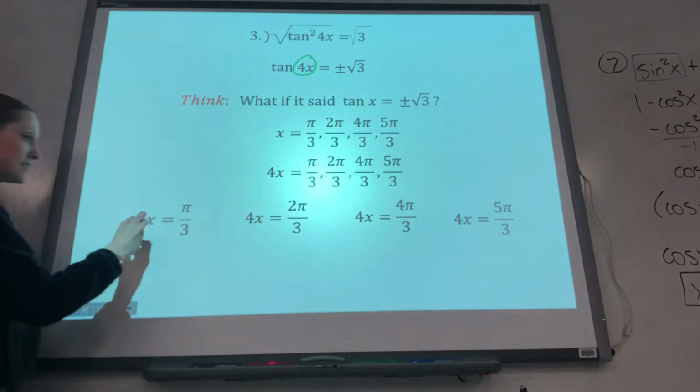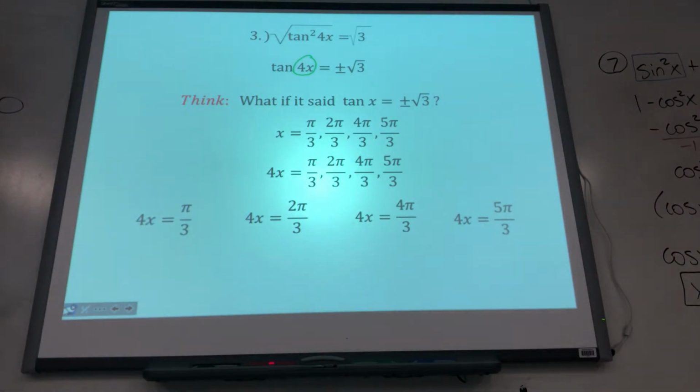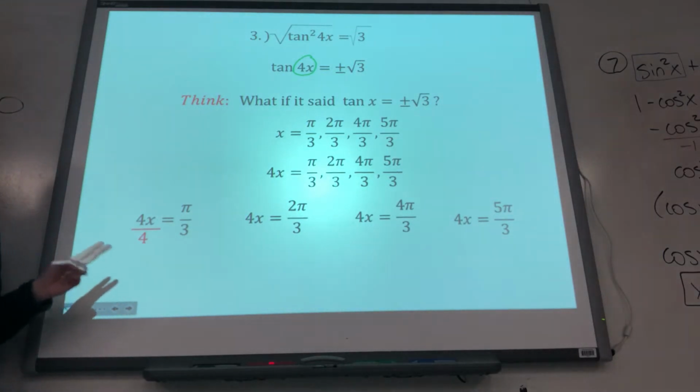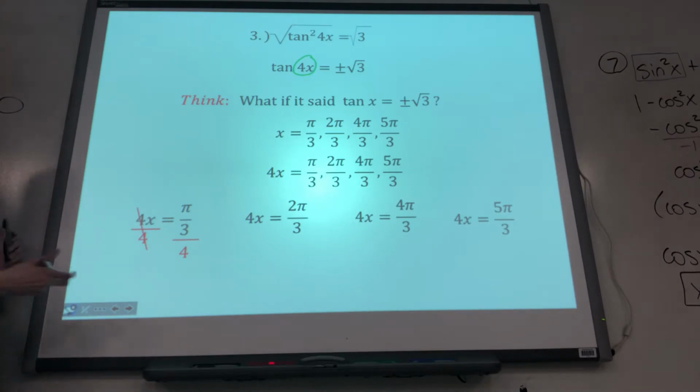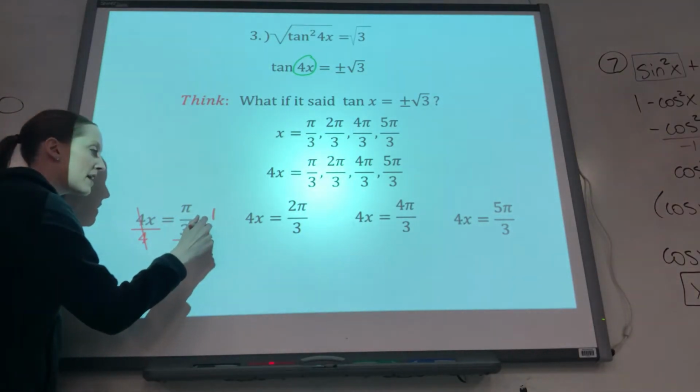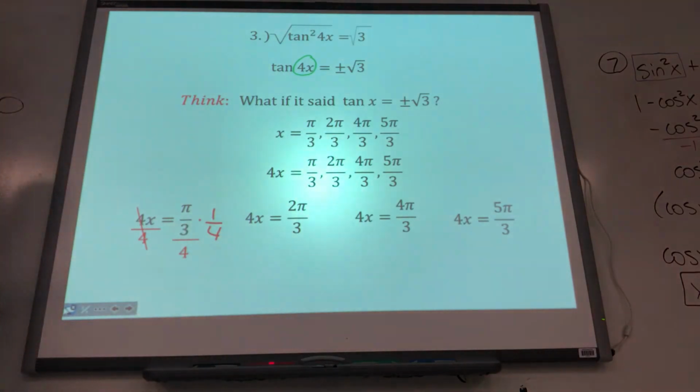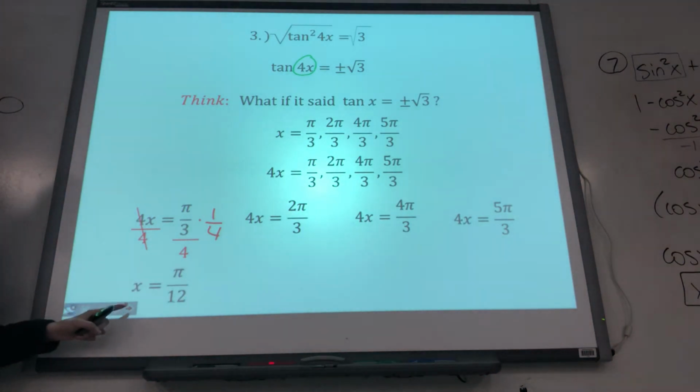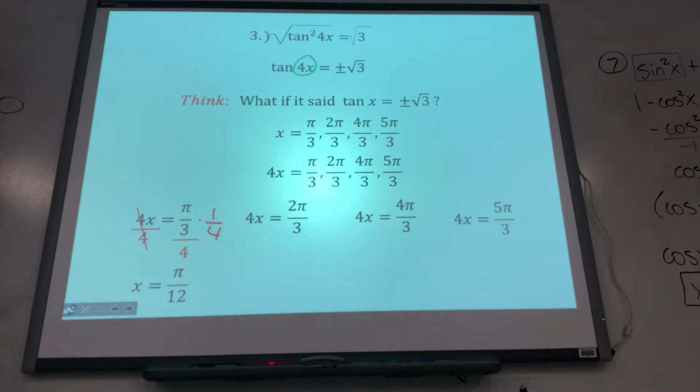So x on all of those is being multiplied by 4, which means we have to divide by 4. And here again, it looks wacky, but dividing by 4 is the same as multiplying by 1/4. That turns into pi over 12.